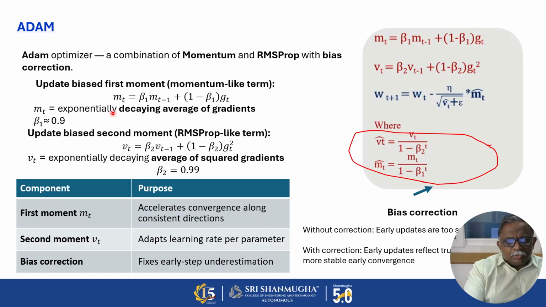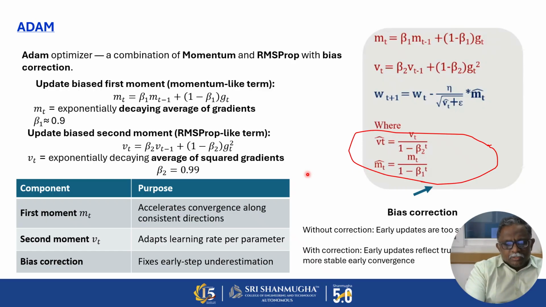In Adam we have two moments, one is MT and another one is VT. MT is based on the moving average of the gradient. The second moment involves an exponential factor and is also based on a moving average. The first moment accelerates the convergence along consistent directions. The second one adapts the learning rate per parameter, which we have seen in the adaptive learning rate, Adagrad.